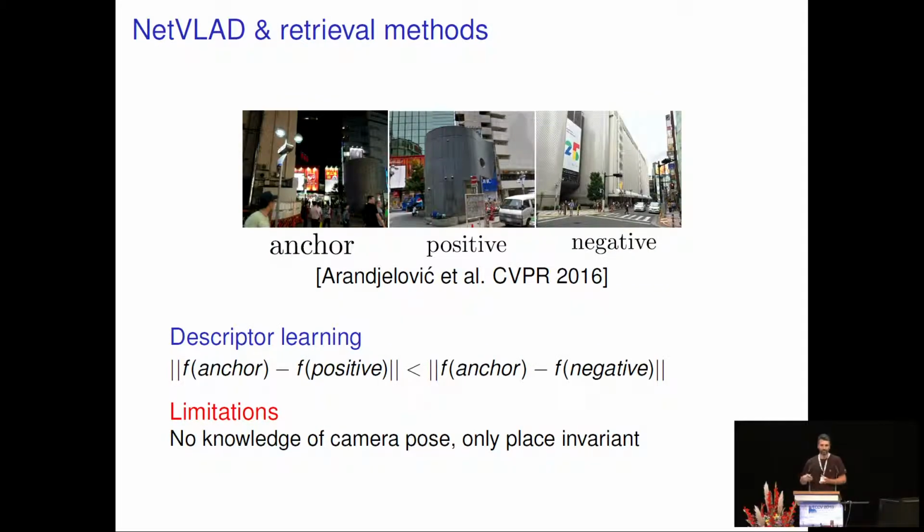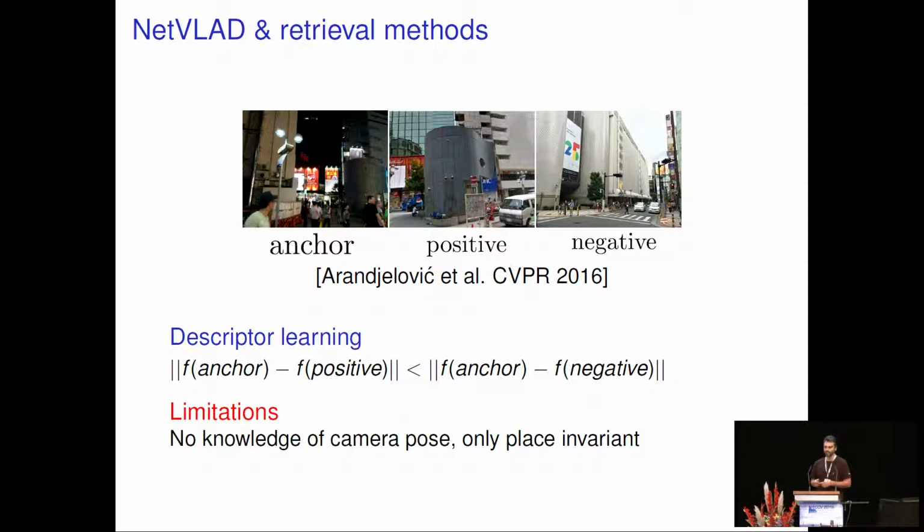Another way to solve this problem would be to use more large-scale retrieval methods. These are transferable, so they can be applied to new scenes. One example of such methods is to use triplet networks to learn global frame descriptors, such that the distance between the anchor that you see there and the positive, which represents the same place, is smaller than the distance between the anchor and the negative.